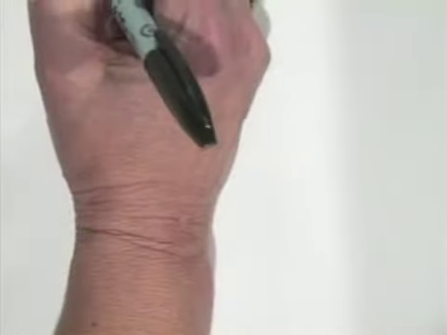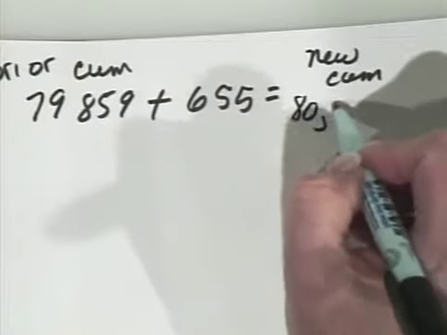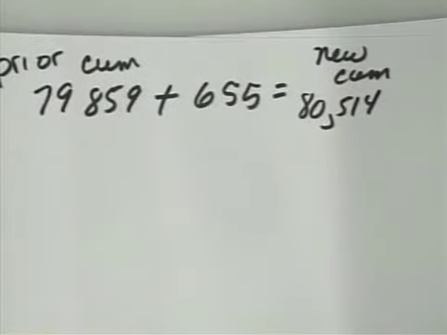Again, we ignore the fact that he's married. We're going to come along and say his prior earnings are $79,859. This particular pay period, which is a weekly pay period, he earned $655. What's his new cum? That's the first thing we need to know. 80,514. $80,514 would be his new cum. He has just passed the limit.